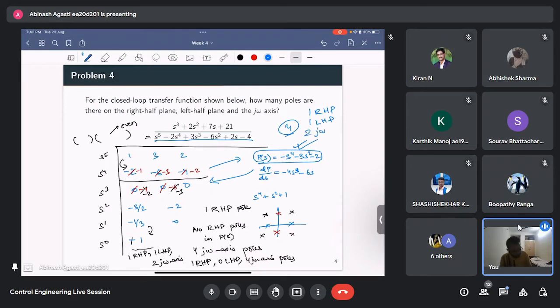Now, the entire thing is order 5, so one more pole must be there. So we will see in this part if there is any sign change. We see that there is one sign change. So this extra pole must be on the right half plane. So for this system, we will get 2 right half plane poles, 1 left half plane pole, and 2 j omega axis poles. Okay, is this clear?